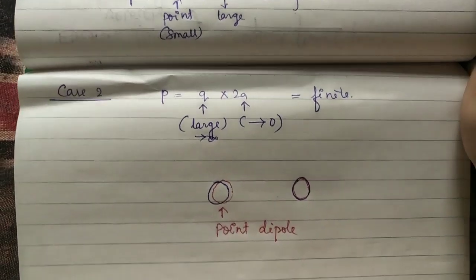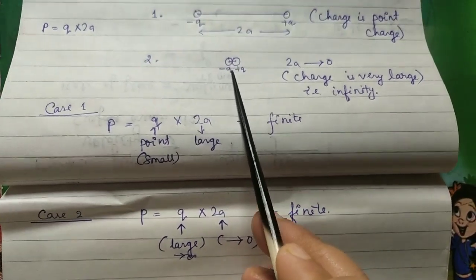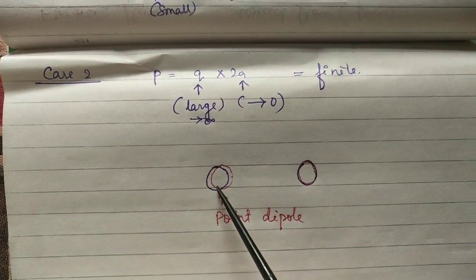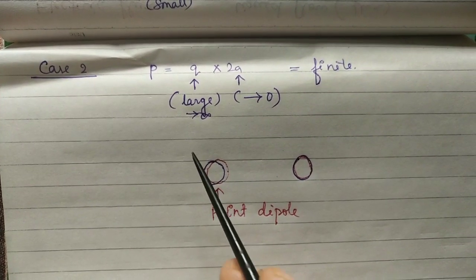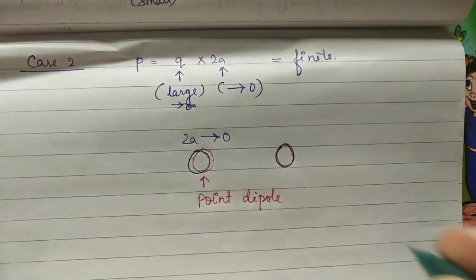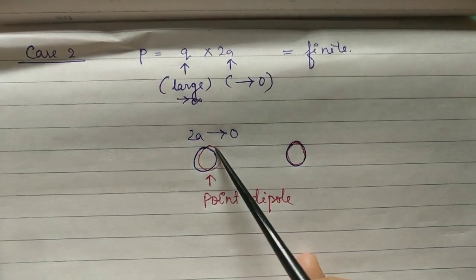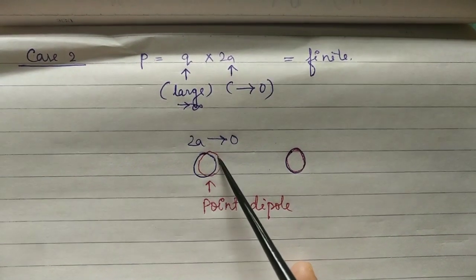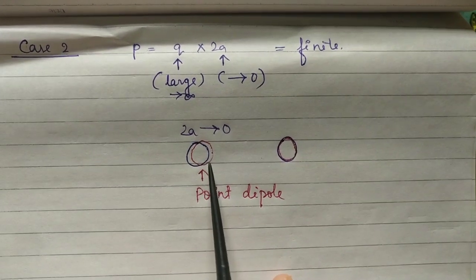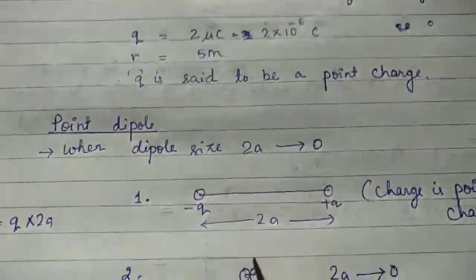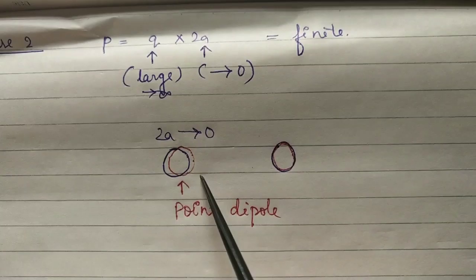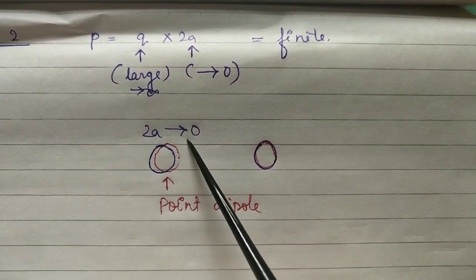That means what will happen? What will be the consequence of this? If we bring the two charges very close to each other, like this, this is one charge, second charge, when 2A will tend to 0, that means when they are very close to each other, then we cannot differentiate the dipole. Now it does not have two poles like this, one pole here, one pole here. It is not like that. What happened here? Now we cannot distinguish the poles. So it is called a point dipole.